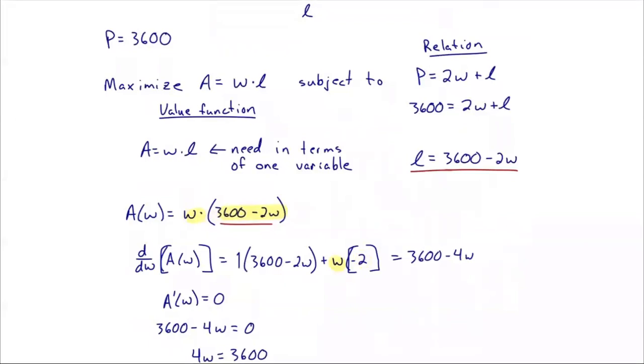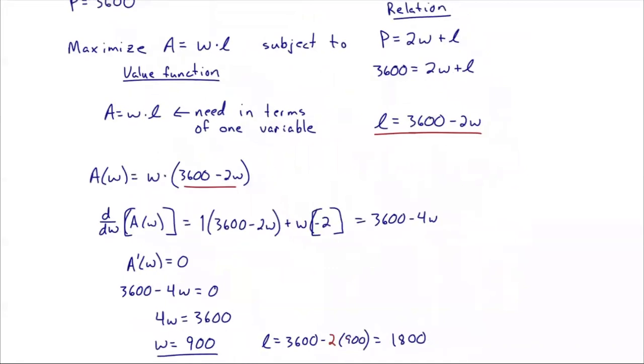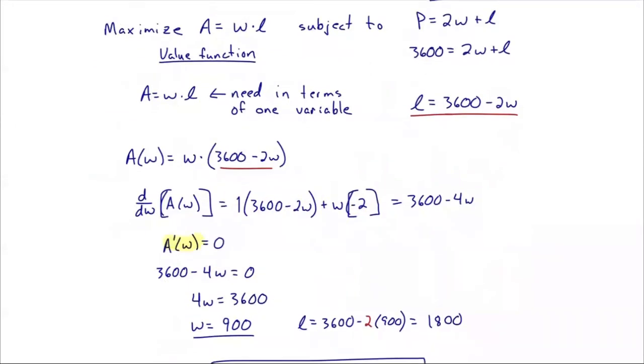All right, so now I'll multiply this out and combine like terms. 3,600 minus 2W minus 2W. I get 3,600 minus 4W. What do I do with my derivative? I set it equal to 0. I'm looking for the critical numbers of this function. It's when the derivative is equal to 0. So 3,600 minus 4W equals 0. And now I have 4W equals 3,600. Solving for W, we get 900. So the width should be 900 feet, right?